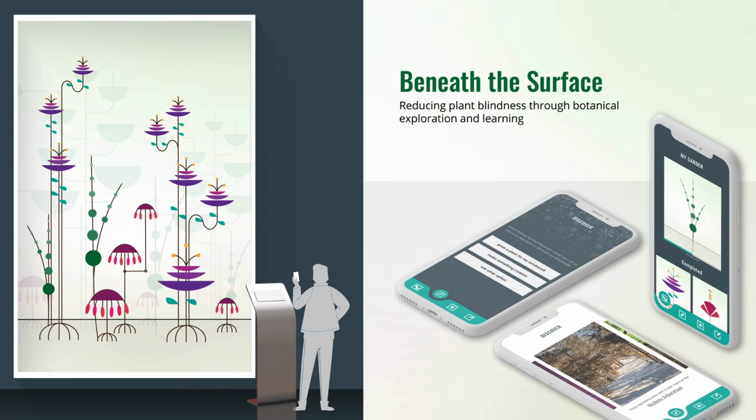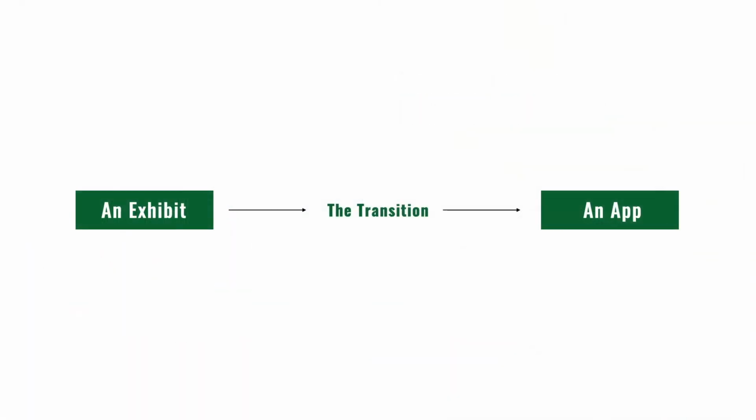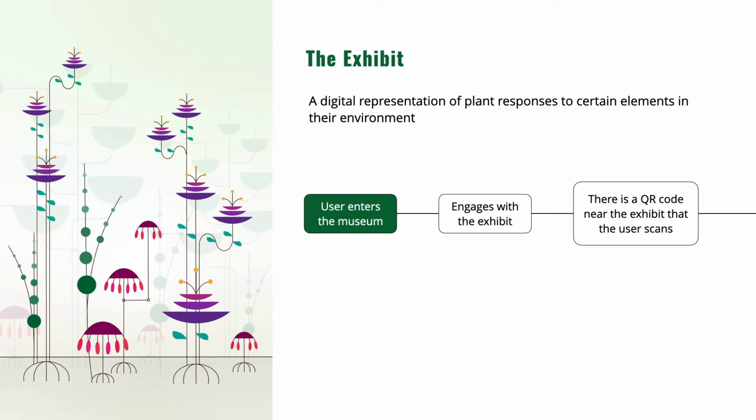With that, let me introduce Beneath the Surface, a project aimed at reducing plant blindness through botanical exploration and learning. The design concept created consists of three elements: an exhibit, an app, and the transition between them. The exhibit is a digital representation of plants and their responses to certain conditions in their environment.